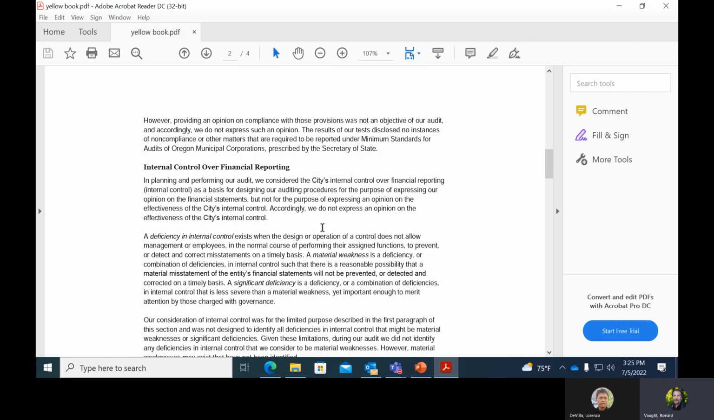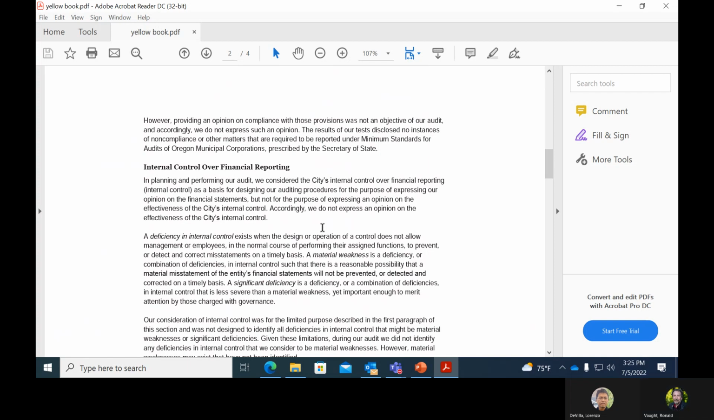Now, in a second here, we'll move on to the single audit. There have been instances where we have had findings under the single audit, but that hasn't happened in a little while. It could happen this year.